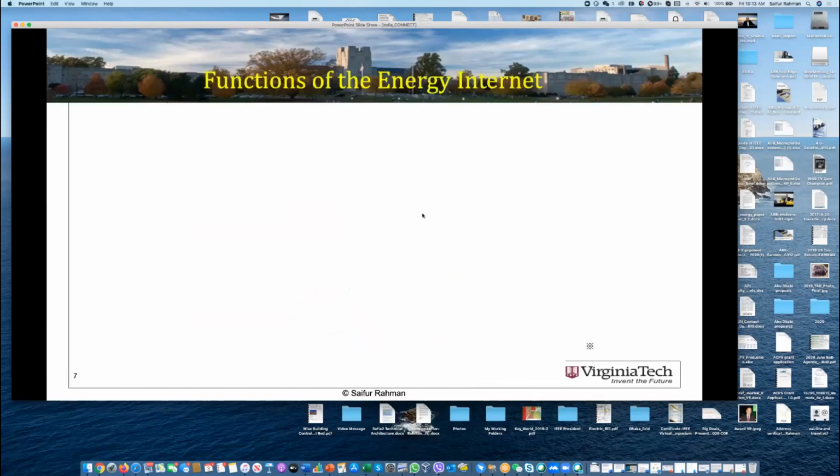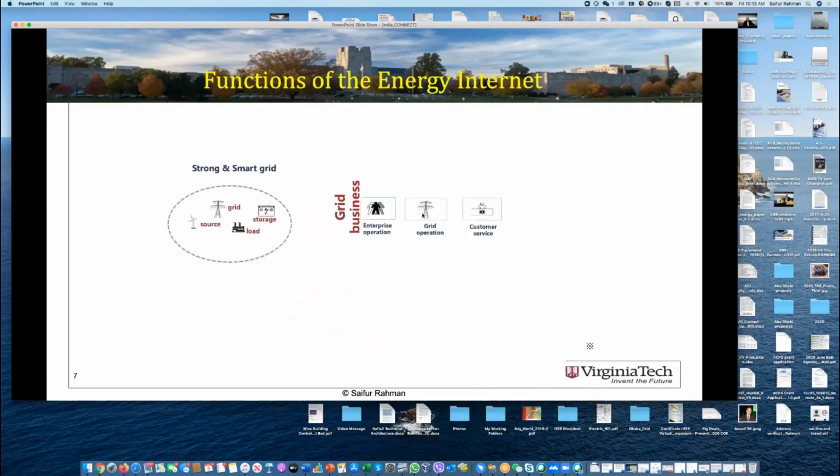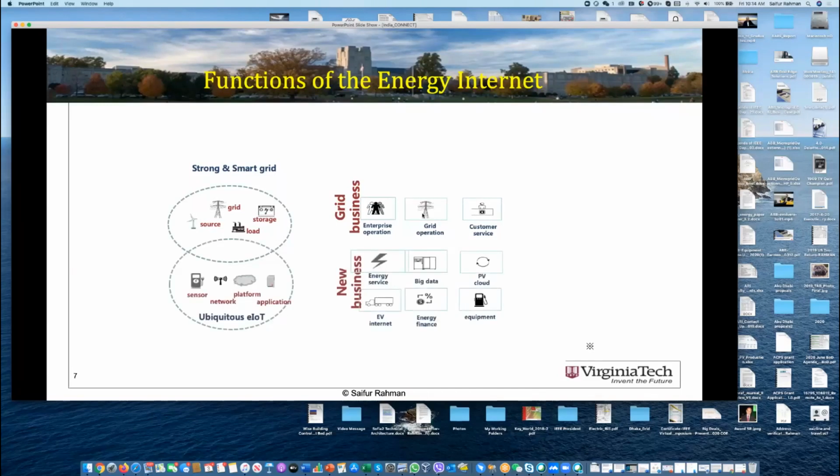Now, what are the functions of the energy internet? We use the term smart grid. Some countries use the term strong grid. Either way, same thing. You get a grid, you get a source, load, storage, the oval on the left-hand side. Then on the business side, enterprise operation, grid operation, customer service. What is new? If you look at the right-hand side: new business, big data, cloud. Equipment here is the EV charging station. Energy finance, at what price you buy. Electric vehicle internet. That is the new business.